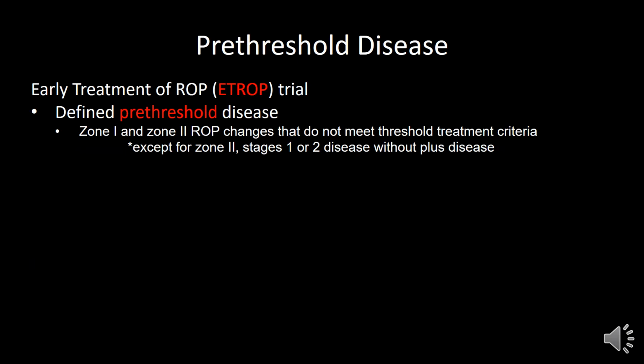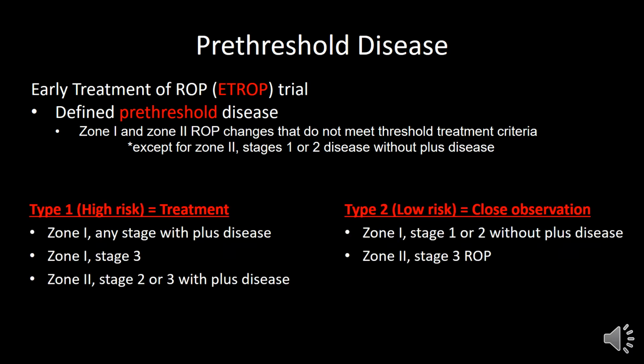The early treatment for retinopathy of prematurity trial, or ET-ROP, compared laser to observation in the treatment of ROP. They also defined the term pre-threshold disease as all zone 1 and zone 2 ROP changes that do not meet the criteria for treatment defined by threshold disease, except for zone 2, stage 1 or 2 disease without plus disease. ET-ROP further divided pre-threshold ROP into types 1 and 2 disease to delineate which babies would benefit from treatment before the development of threshold disease.